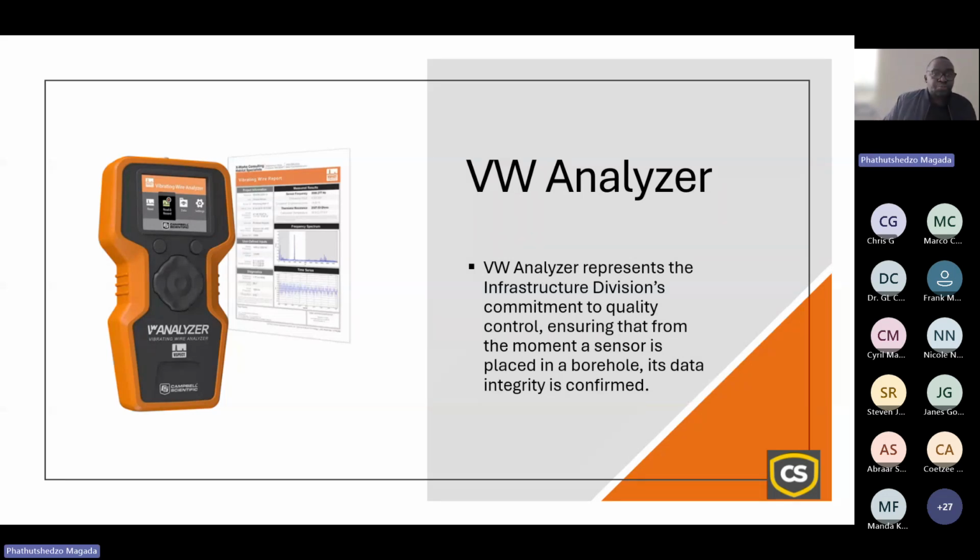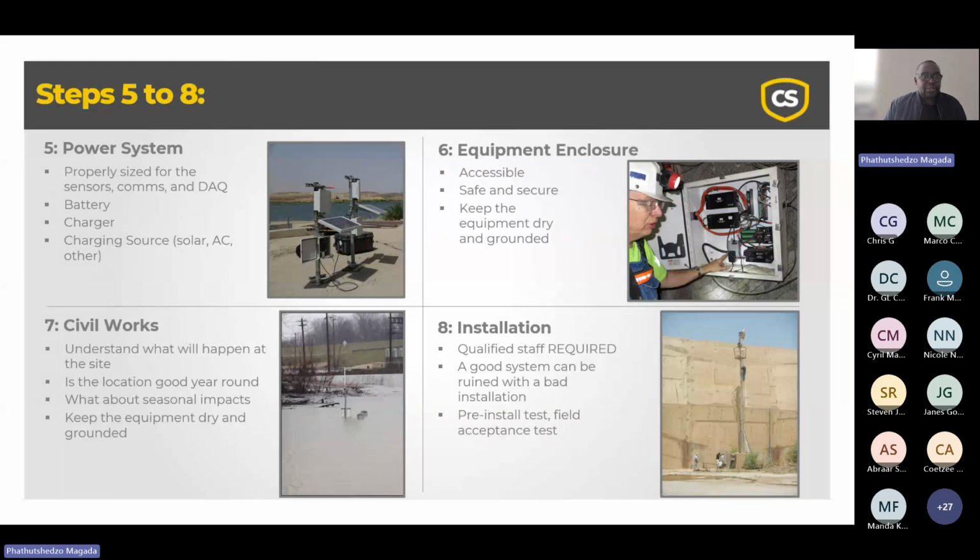So the last aspects for data acquisition design are power system, equipment enclosure, civil works, and installation. You need to assess the site and determine the power requirement for the sites. We have already said that some of these sites are located in remote areas where there's no access to electricity. In this regard, you will need a solar power station to ensure that there's no disruption in the measurement. And you need to determine the battery and the solar power size for that measurement.